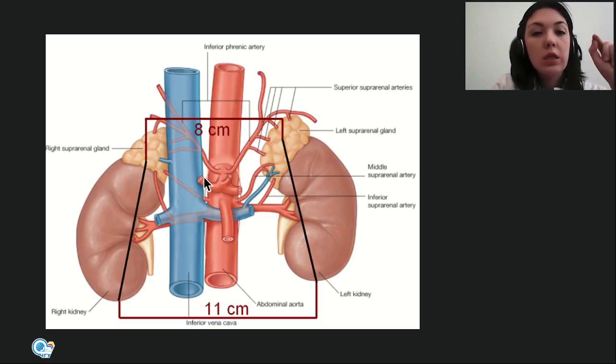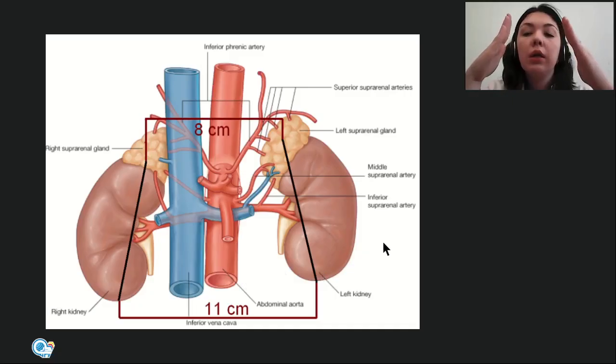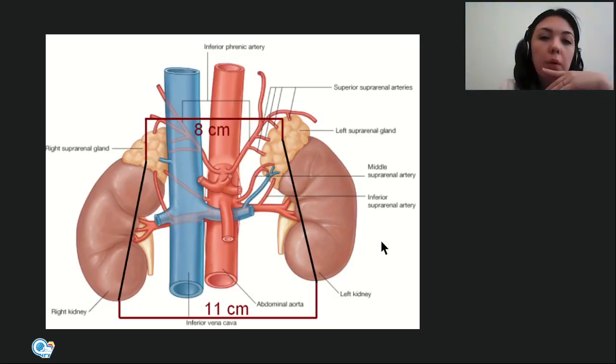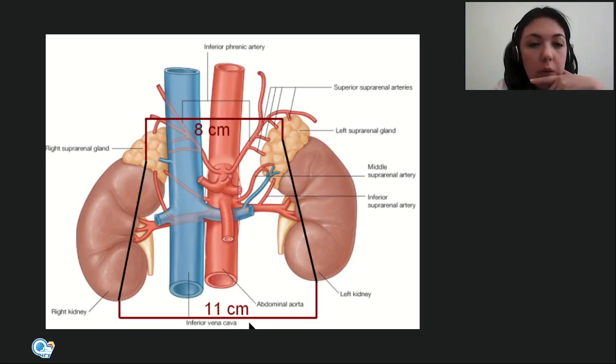That the distance between superior poles and between inferior poles is different. Kidneys are located at an angle in relation to each other, so the longitudinal axis of the kidney does not correspond to the longitudinal axis of the whole body. So here there are 8 centimeters between the two superior poles, and between the two inferior poles there are 11 centimeters.